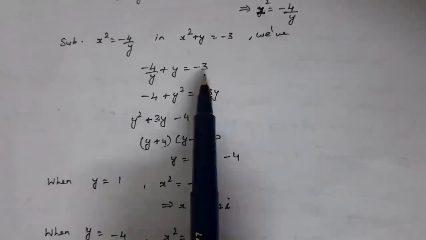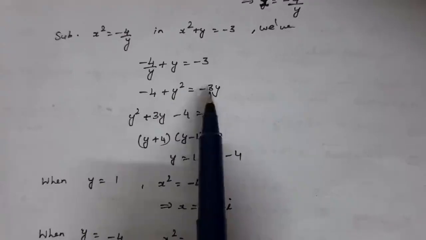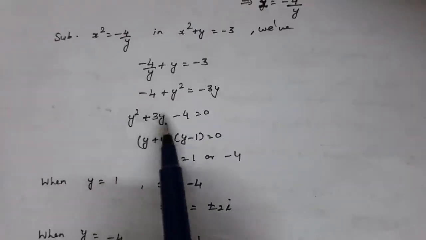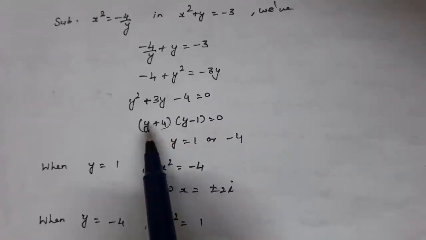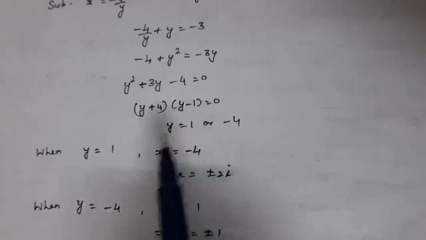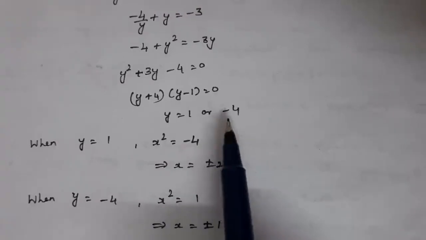Or multiplying throughout by y, we have minus 4 plus y squared equal to minus 3y. Or y squared plus 3y minus 4 equal to 0. On factorization, (y plus 4)(y minus 1) is equal to 0. The value of y is 1 or minus 4.